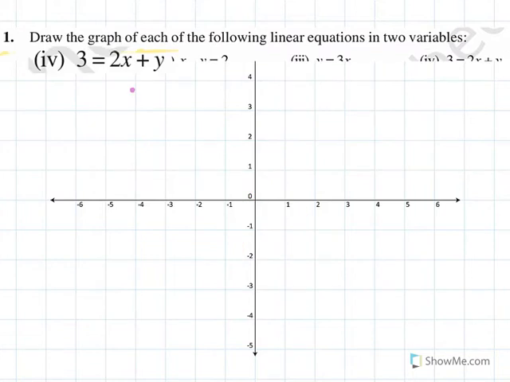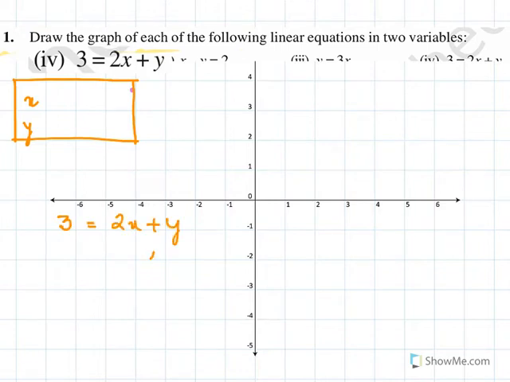Next we draw the graph of 3 equal to 2x plus y. So this is our x and y. Here we need to draw 3 equal to 2x plus y. So y will be equal to 3 minus 2x. I take the 2x on the other side.